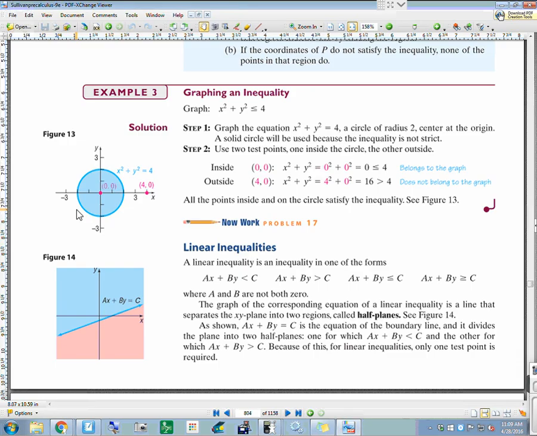If I pick numbers on the outside, I would expect it to be what? Bigger. If I pick numbers on the inside, I would expect things to be smaller. The thing is, if I were to pick the point, say 1, 1. 1 squared plus 1 squared is 2. Is 2 less than or equal to 4? Well, yeah. So that means you'd end up with a point on the inside here, 1, 1. So I've picked a test point and I say, hey, it worked. It was where I expected it to be, so therefore this has got to be the correct region that is shaded. That's all it is.